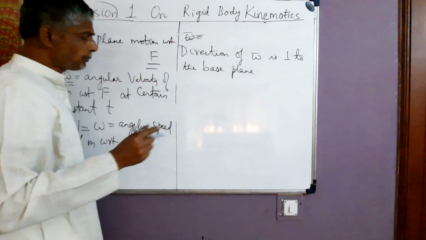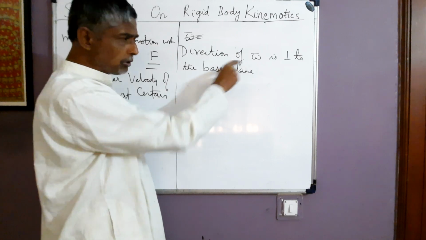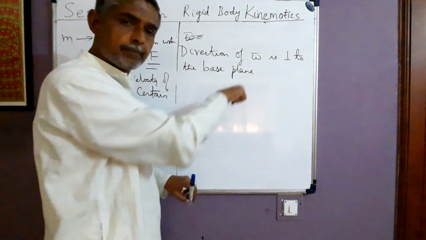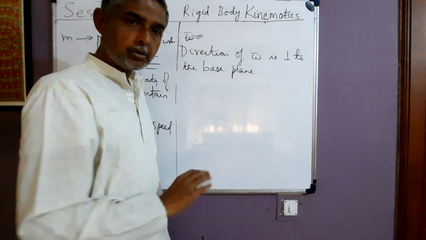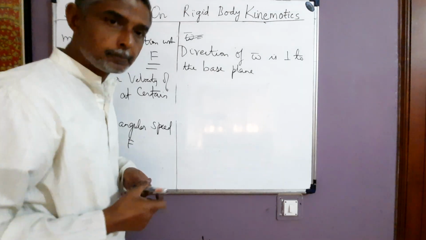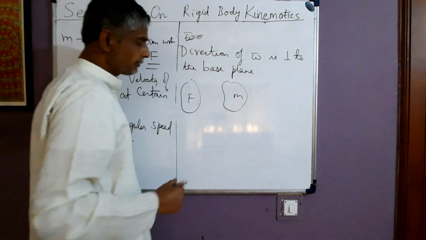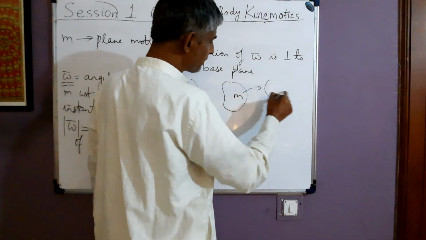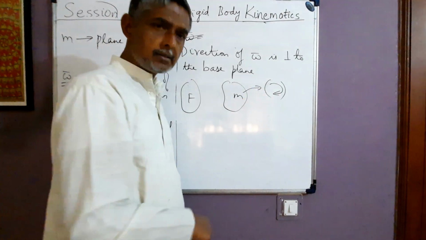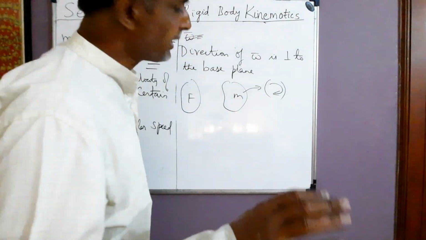Okay. Now, suppose this board is the base plane. Now, the direction of omega is perpendicular to the base plane. Vector omega can either be directed in this way or in this way. In both cases, it is perpendicular to the base plane. Now, which one do I choose, this one or this one? That is decided by the right hand thumb rule. Suppose this is a frame F, and suppose the sense of rotation of omega is clockwise, that is, the sense of angular velocity is clockwise, then the direction of omega will be normally into the base plane. This is simply by the right hand thumb rule.